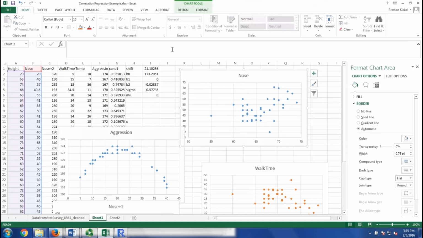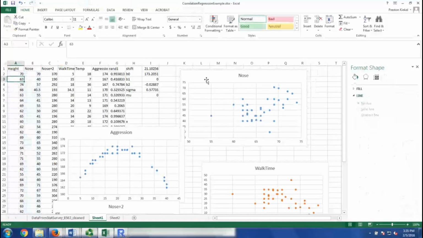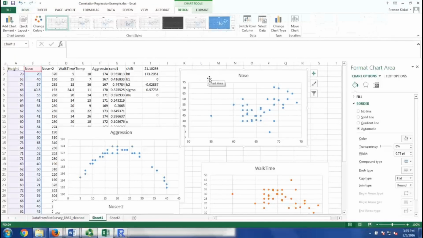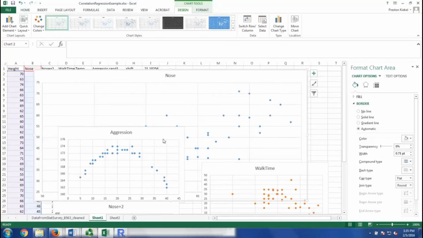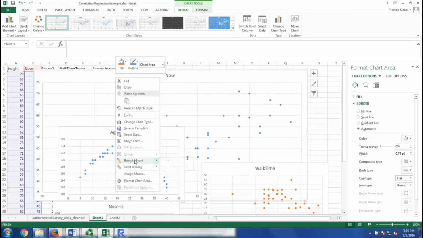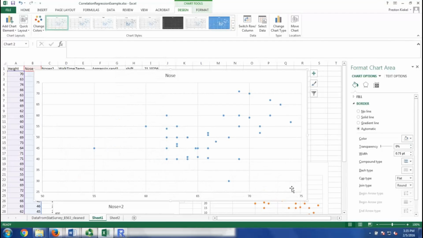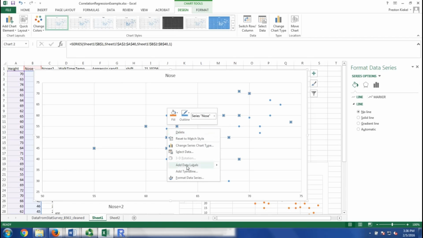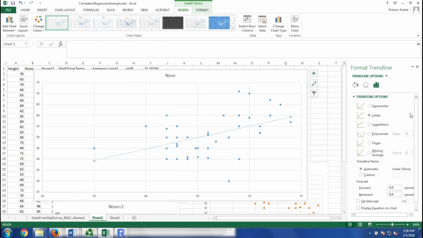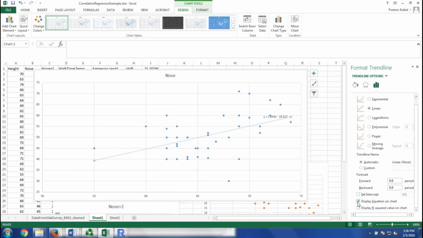So let's pull up an example. Let's say we're looking at the correlation between height and nose. Two quantitative variables, numerical variables. Here is what the scatter plot would look like. We can see that as one variable increases, the other increases, and there's a correlation between the two, which means that the Pearson's R would not be close to 0. If I compute the regression line, I'll add a linear trend line, and display the equation on the chart and the R.